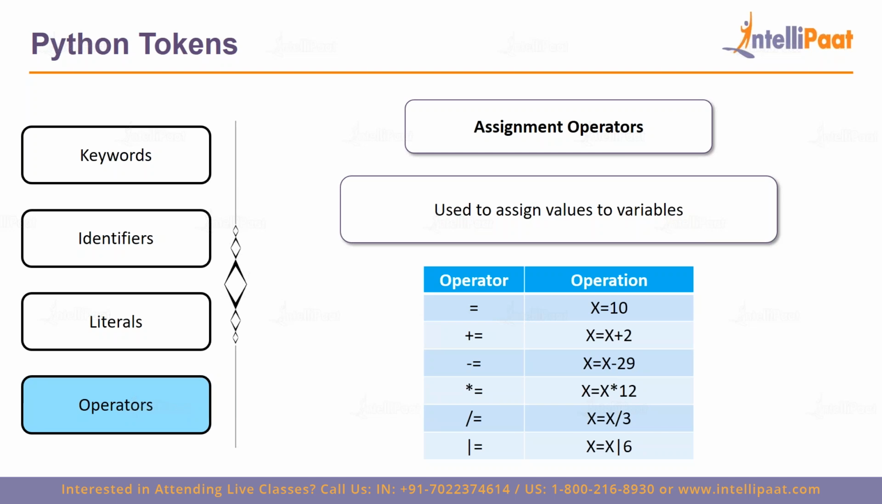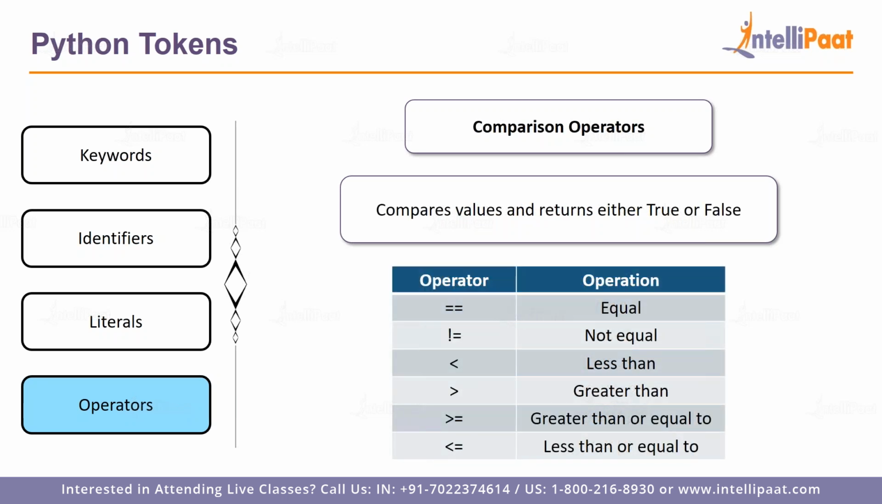Now following the same logic, we have minus equals. The minus equals operator is going to do the same thing, but instead of adding 2, it's going to subtract the number that's on the right hand side. So x minus equals 29 will subtract 29 from the already existing number in x and assign that new value to x. Similarly, there's multiply equals, there's divide equals, and there's or equals. This is basically a binary operator, the bitwise or operator, and we'll take a look at that in a moment.